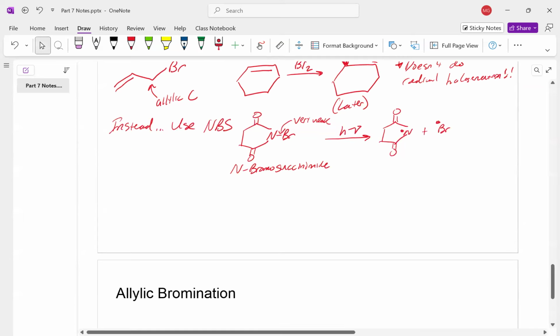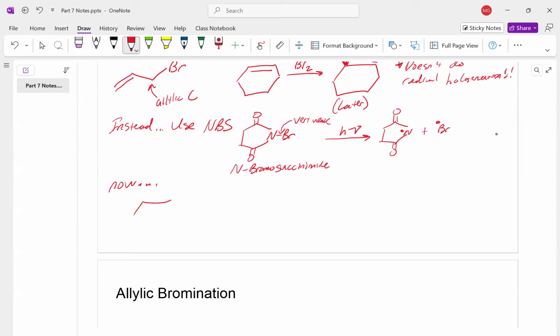So instead, what we can do now is use NBS and light, and that will do a radical halogenation at the allylic position.